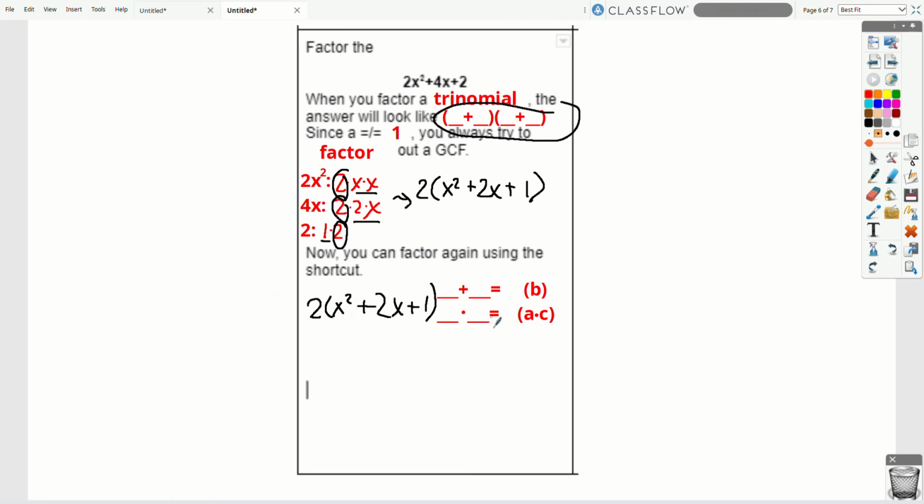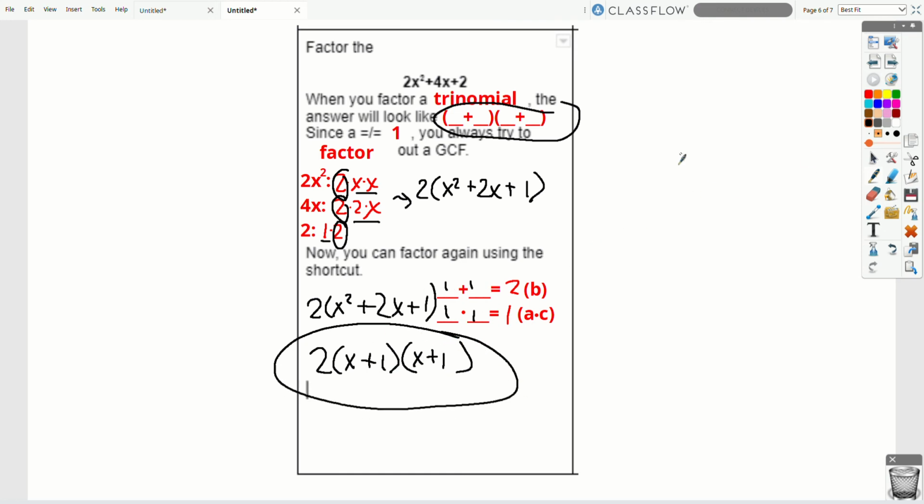We're just going to leave that 2 on the outside. So we want two numbers that add up to the number 2 and multiply to the number 1, because a times c, the a is 1, the c is 1, 1 times 1 is 1, and those numbers are 1 and 1. So that means we use the shortcut, 2 times x plus 1 times x plus 1. We just let the 2 hang out front. We already factored that out, took care of that. 1 and 1. There is our answer.